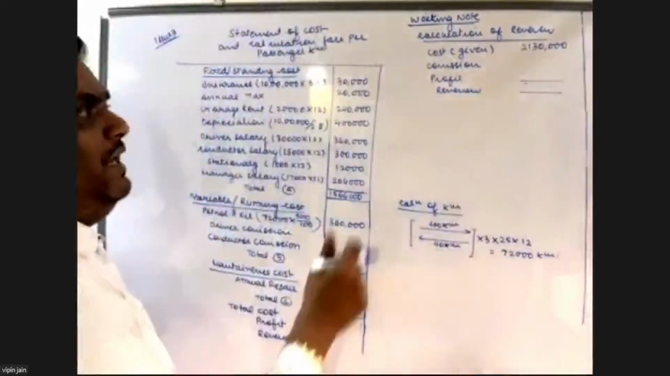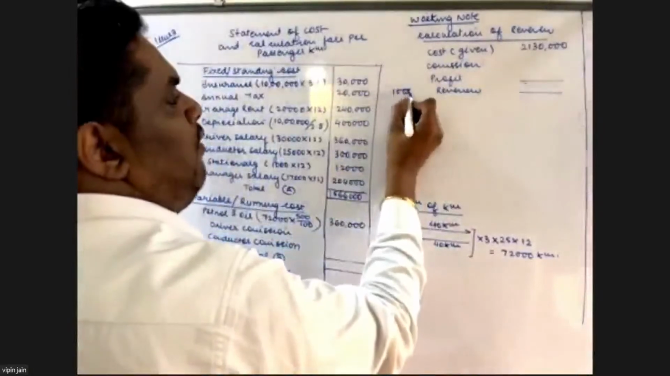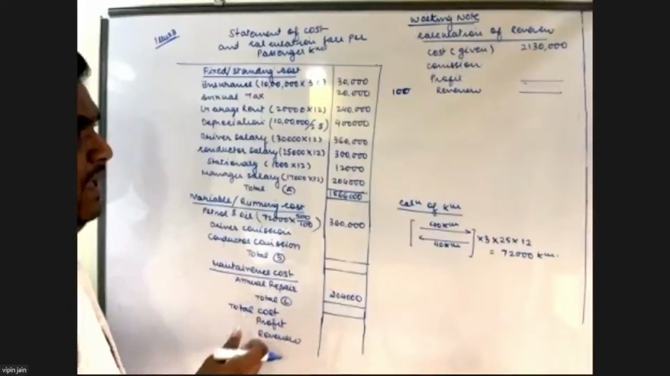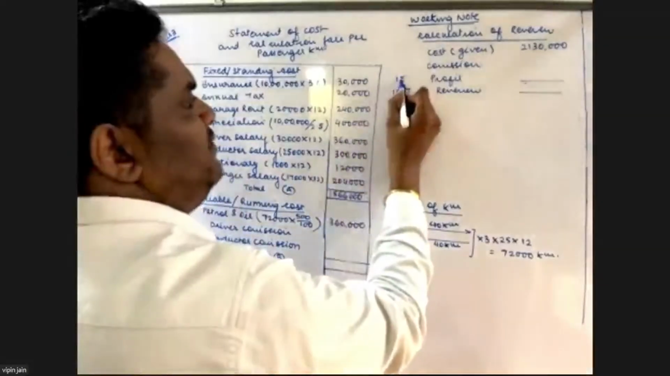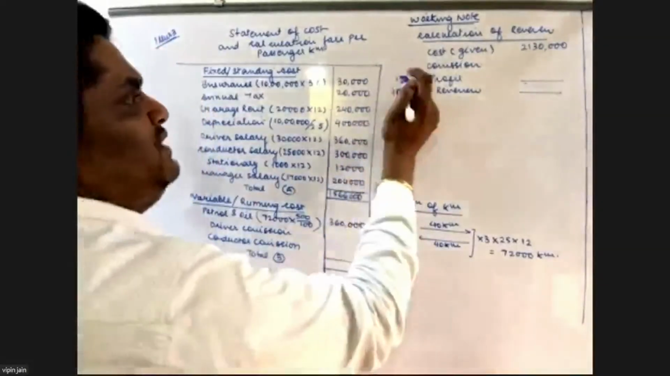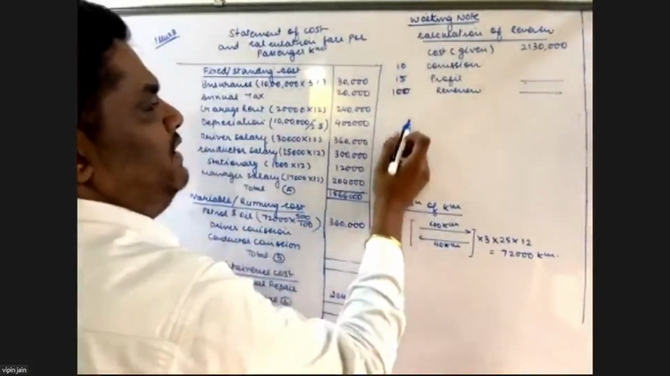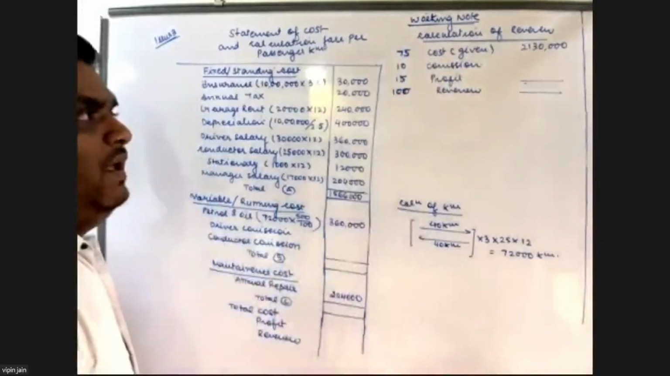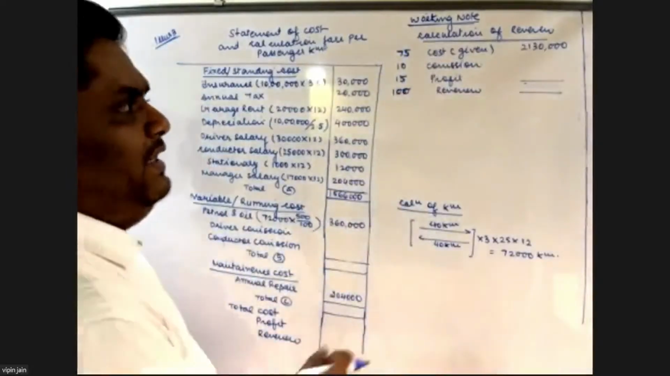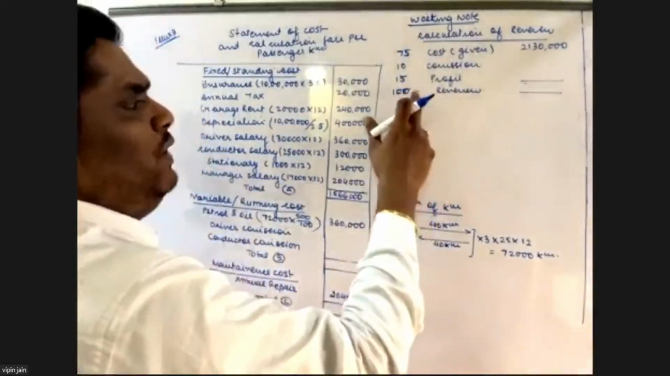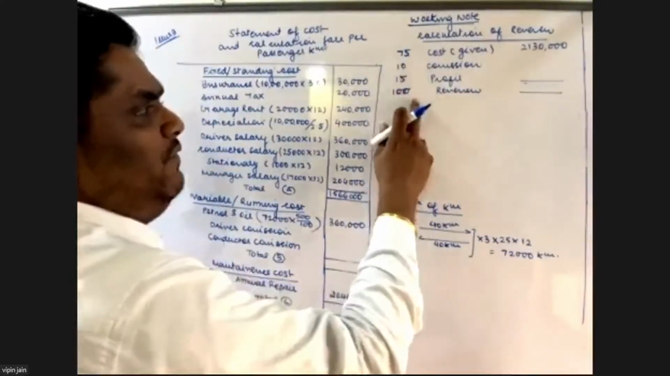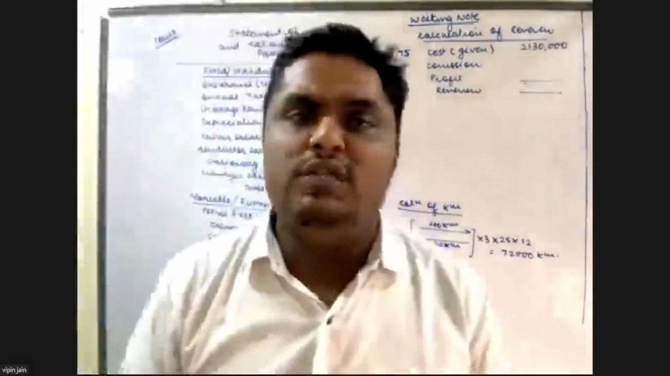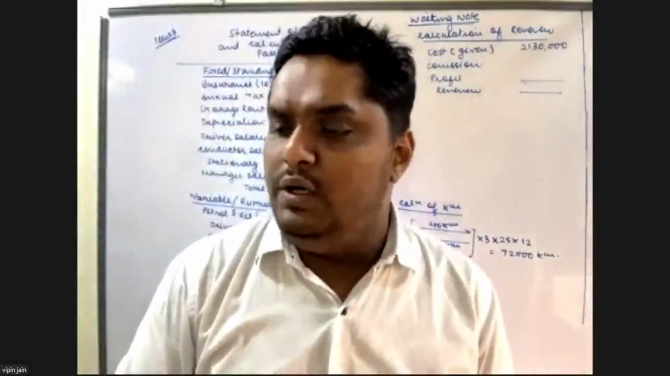Now, let's assume that my revenue is 100. Therefore, my profit will be how much? 15. My commission is how much? 10% of the revenue. So this cost will be equal to 75. I repeat again, herein it is given that you have to calculate profit as 15% of revenue. Commission is to be 10% of revenue. So the balance cost will be 75% of the total revenue.